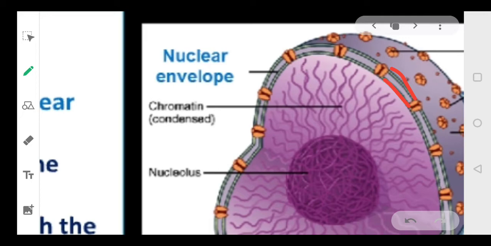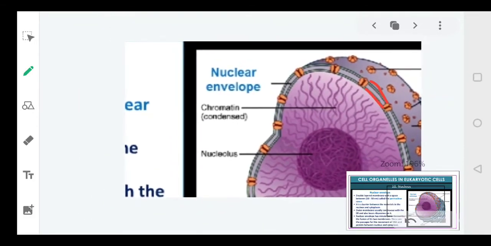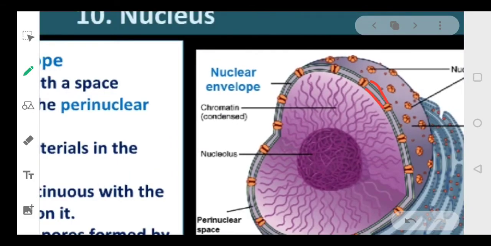Now this perinuclear space forms a barrier between the materials present inside the nucleus and those of the cytoplasm. So materials cannot cross it. The substances present in the nucleoplasm cannot go through this double membrane structure into the cytoplasm, and the materials present in the cytoplasm cannot enter into the nucleoplasm. But we know that the nucleus always brings about some kind of transport. So just look at these structures. These are referred to as nuclear pores.